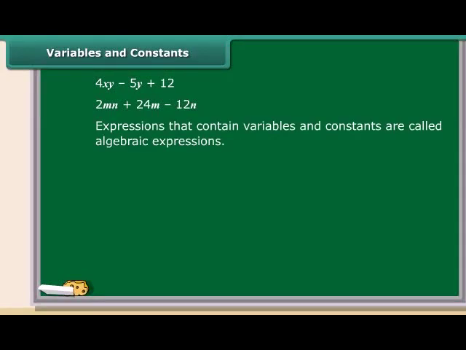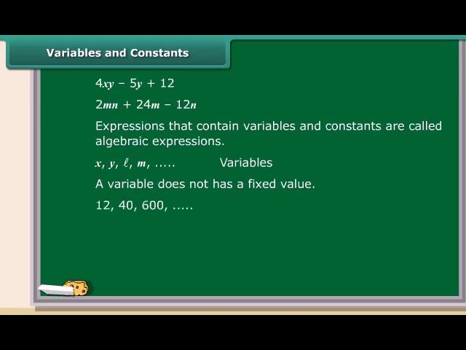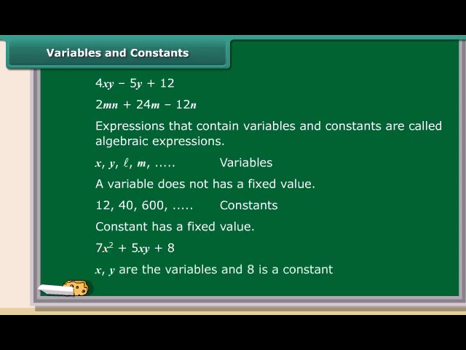Expressions that contain variables and constants are called algebraic expressions. Letters such as x, y, l, m, and so on are used to denote variables. A variable can take various values and its value is not fixed. On the other hand, a value that does not change is a constant. So in the expression 7x squared plus 5xy plus 8, x and y are the variables and 8 is a constant.